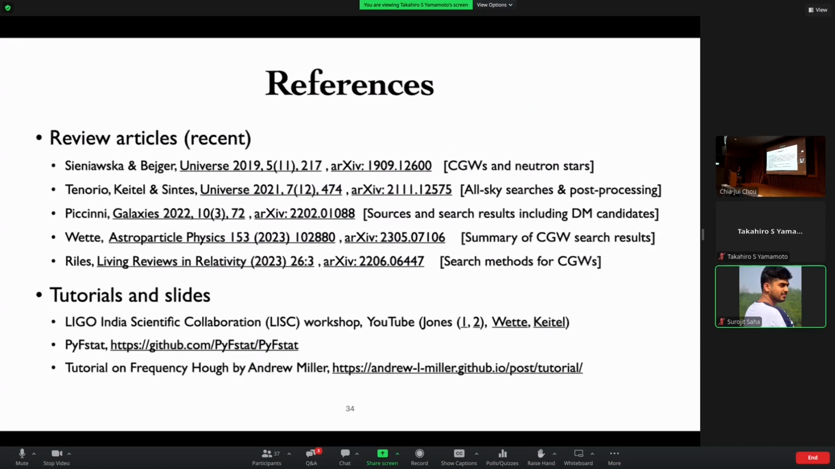And here are several references. These are 5 recent review articles. And here are tutorials and slides. The hands-on session tutorials are taken from examples in PyFstat, and tutorials on frequency Hough made by Andrew Miller. So, okay, that's all.